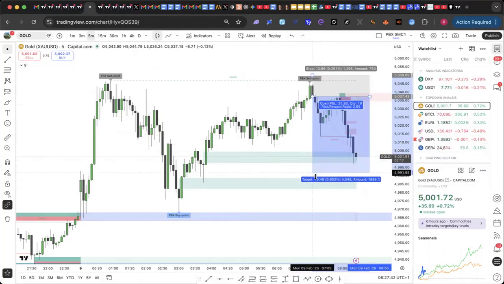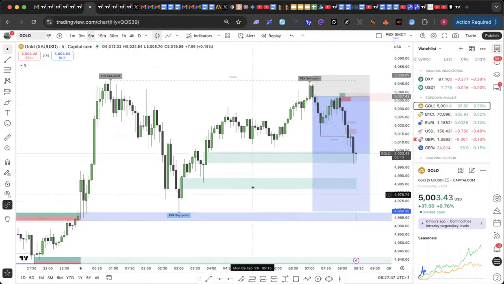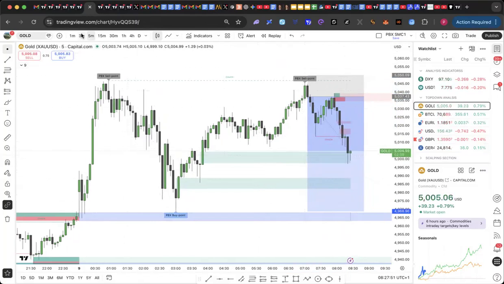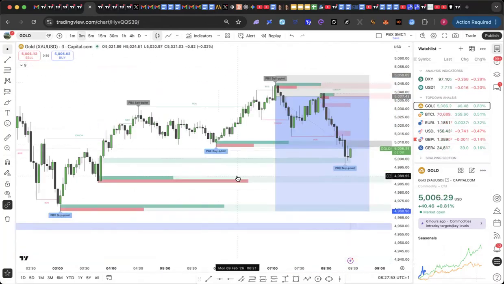So if the market is going to give you extension, you keep an eye on this breaker block if it's going to happen and all of that. So can you see that? So that's smart money concept. If I go to 3 minutes, you can still take that. Go to 15 minutes, you can still take that and all that.